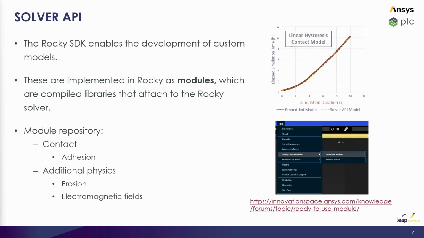But some of the key benefits of the Rocky SDK is that user-generated or modified models will basically run as fast as built-in Rocky models, which we can actually see in the top right figure, which compares the solve times for implementations of the default contact model. So it uses the same data structures and an identical computing flow, which means that both standard Rocky and API models will maintain the same simulation time and the same memory consumption.